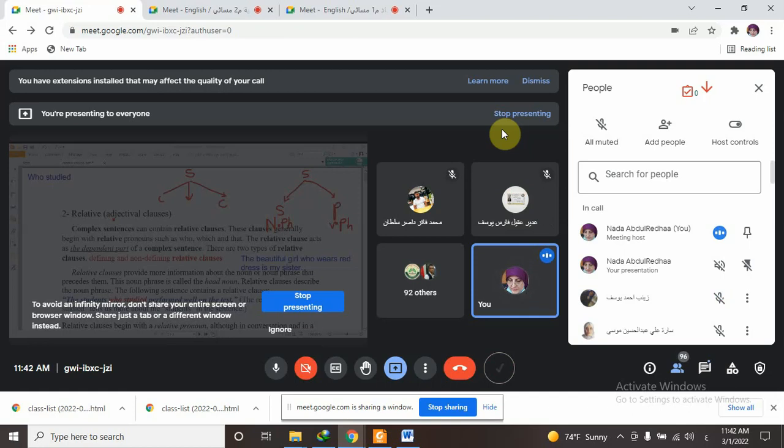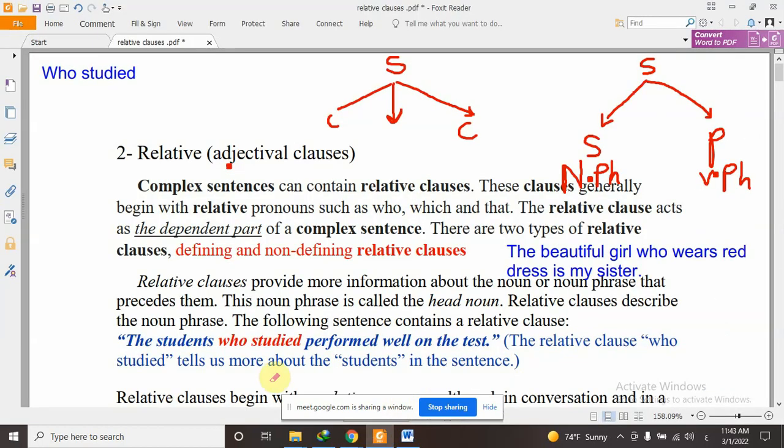You have to pay attention. Clear? Why? Because we said a relative adjectival clause is related to the preceding noun. The noun is either a subject or an object, we don't have anything else, or it is a noun inside a prepositional phrase. Okay, so in this case: the student who studied performed well on the test.